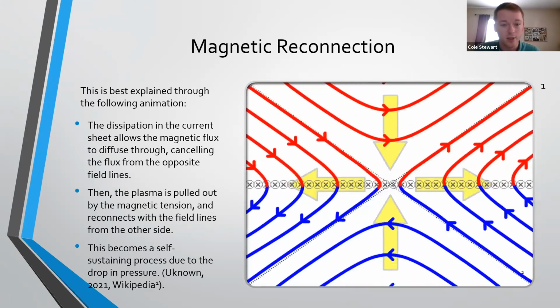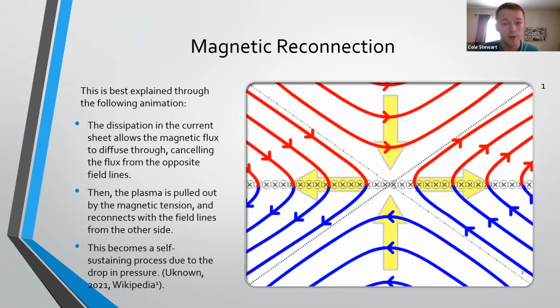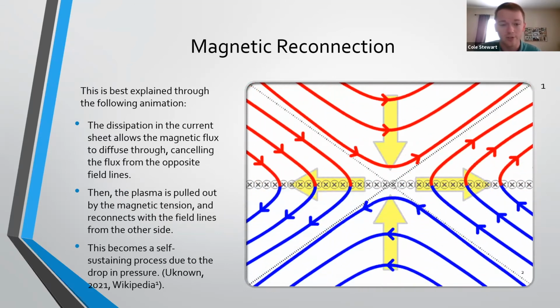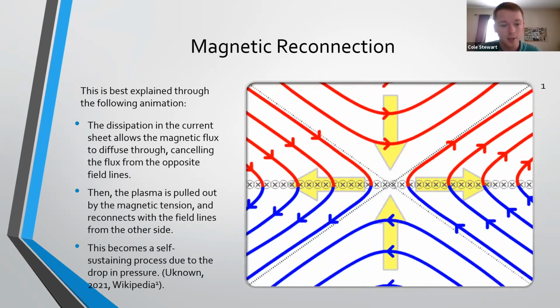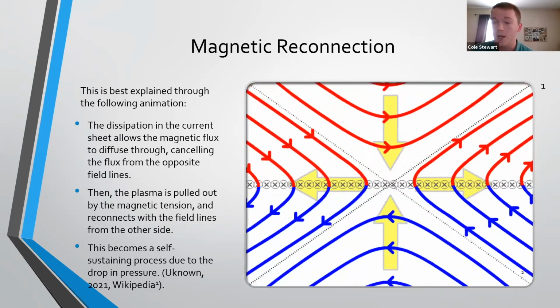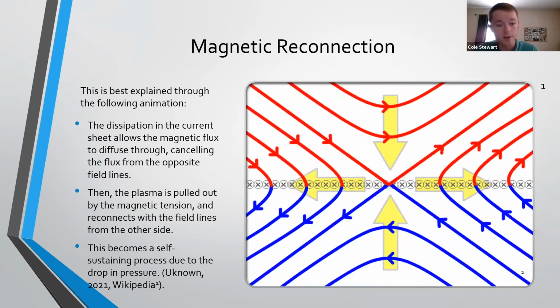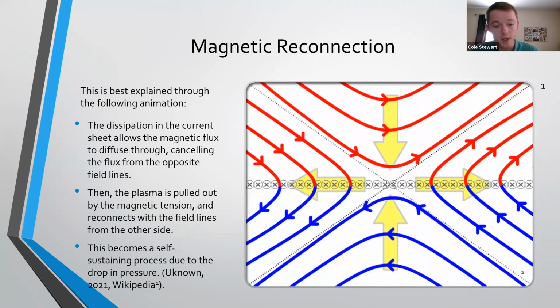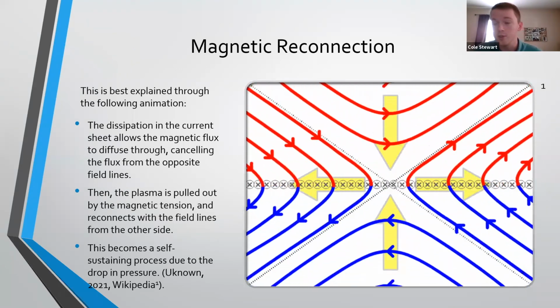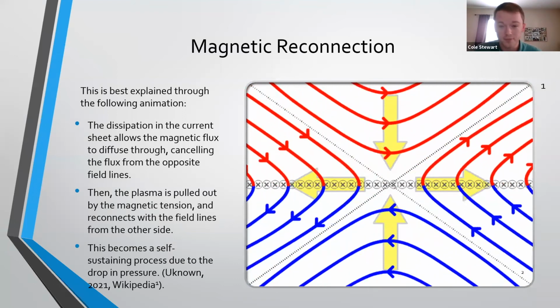The dissipation in the current sheet allows the magnetic flux to diffuse through, canceling the flux from the opposite side. Then the plasma is pulled out by the magnetic tension and reconnects with the field lines on the other side. This becomes a self-sustaining process due to the drop in magnetic pressure.